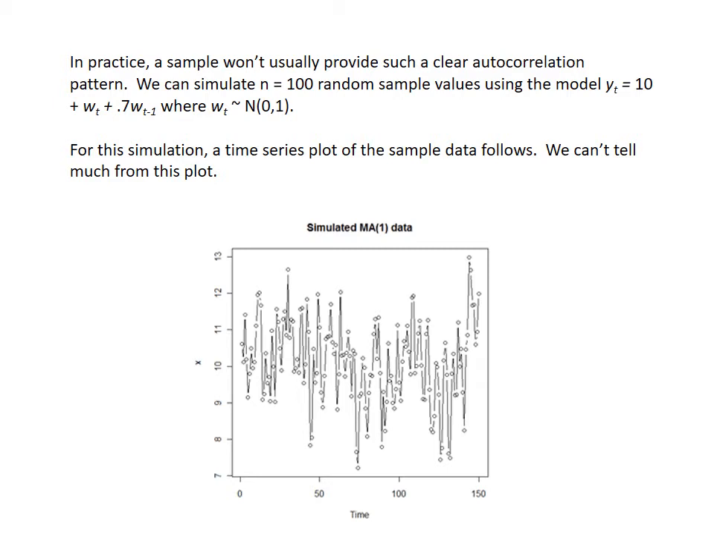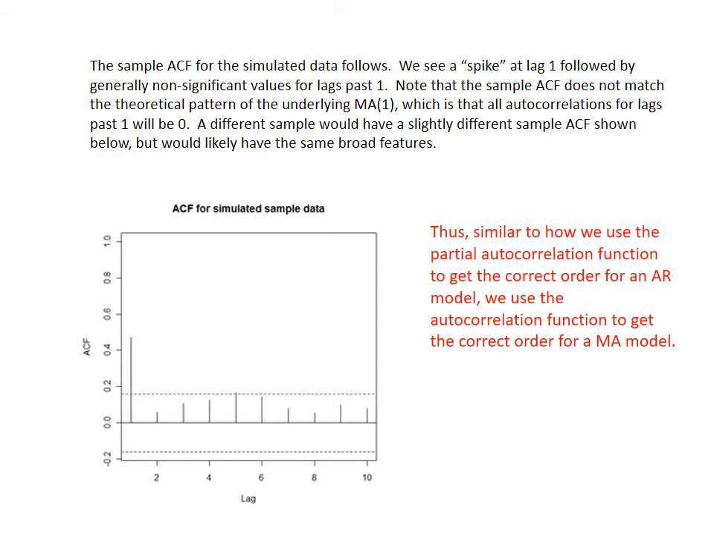And so we're simulating 100 values from this model, using a Monte Carlo simulation from the white noise variable. And that's what this figure at the bottom shows. So this is sample data. Right now we can't tell that much from the plot. But given the sample, we can then plot the autocorrelation function.